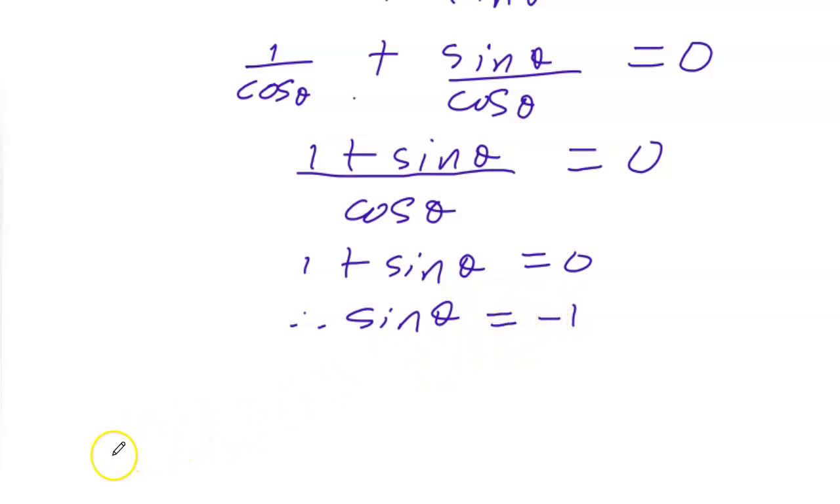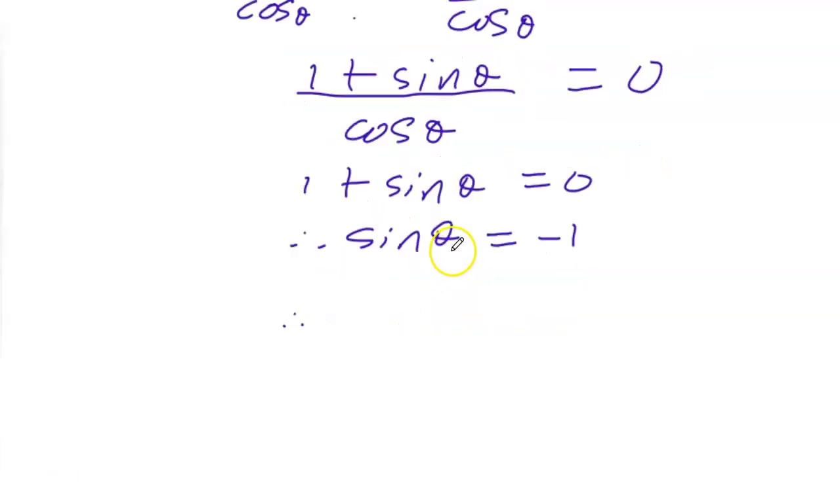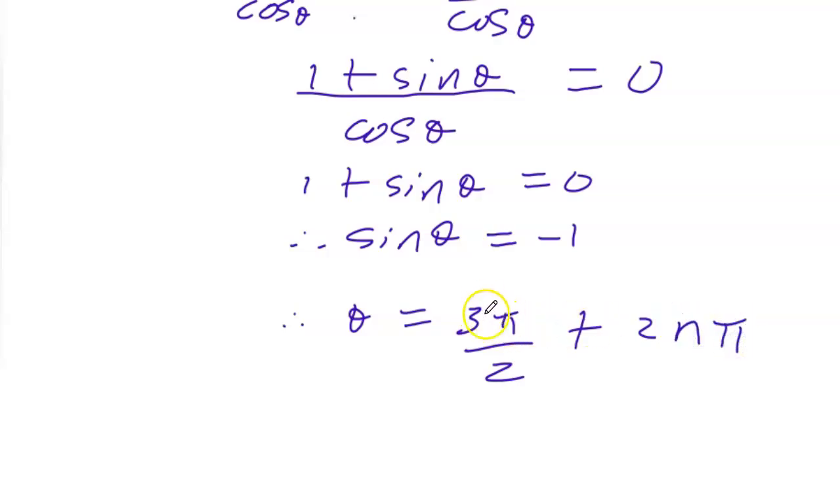But remember, we're asked to find the general solution. Now, the sine of which angle gives you -1? Sine of 270 gives -1. So theta would be 270. We can write 270 as 3 pi over 2. But we want a general solution, so it's plus 2n pi. So 270, 3 pi over 2, every complete rotation, the sine of that angle would give you -1. So our general solution would be this.